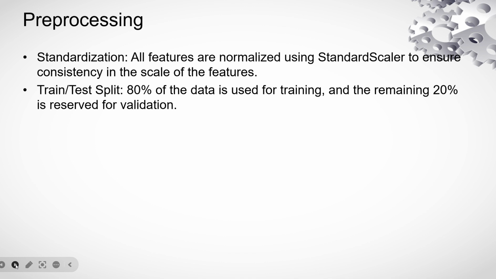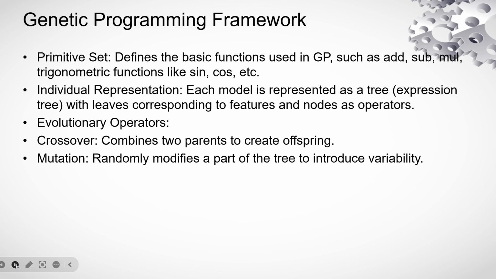For preprocessing, standardization: all the features are normalized using a standard scaler to ensure consistency in the scale of the features. Train test split: 80% of data is used for training and the remaining 20% is reserved for validation. And in the framework, we will be using trees to build the operators, and the basic functions used in GP are add, subtraction, multiplication, and trigonometric functions like sine, cos, etc.